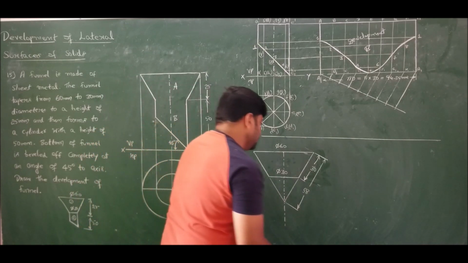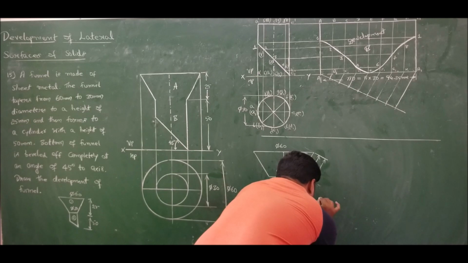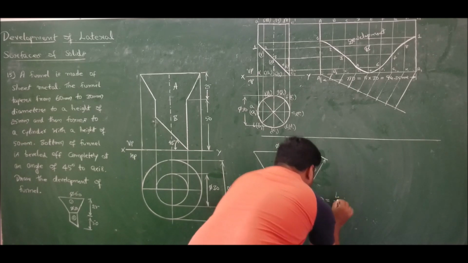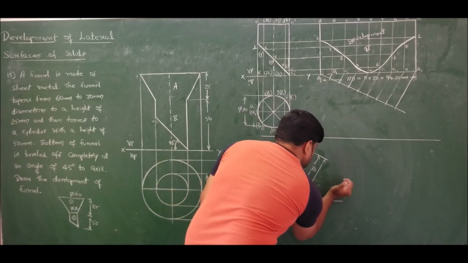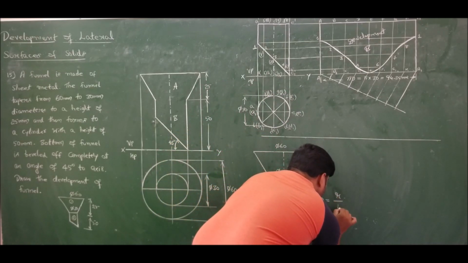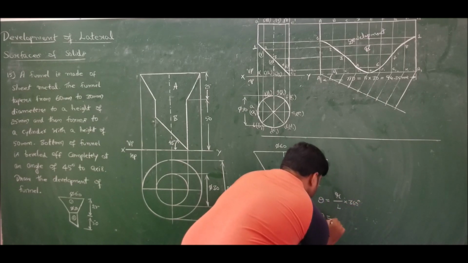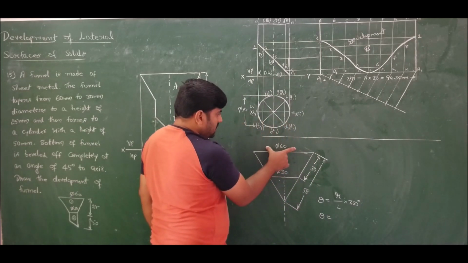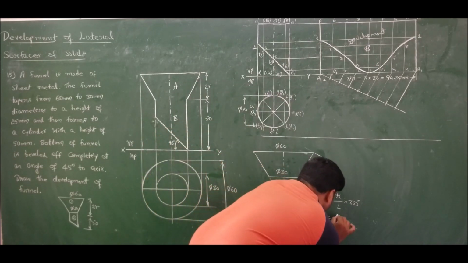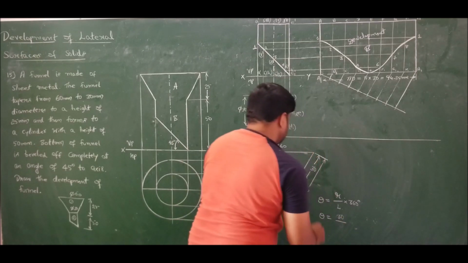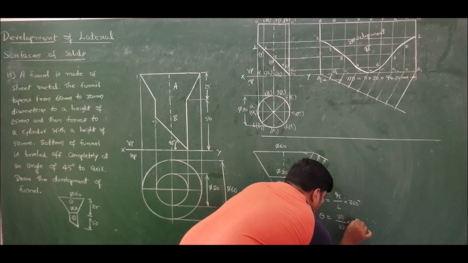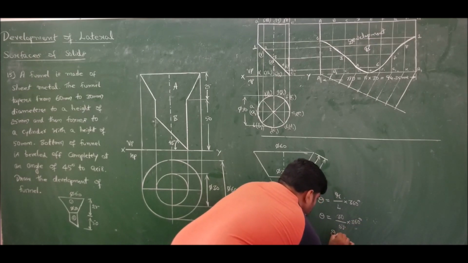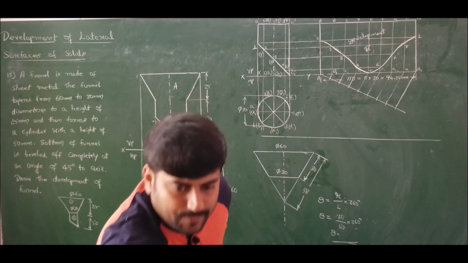Now calculate angle theta. So for cone, we know that angle theta is given by base radius divided by slant generator height into 360 degrees, correct? So theta is equal to, how much is the base radius? It is 30. 30 is the base radius. Slant generator height is 58, into 360 degrees.